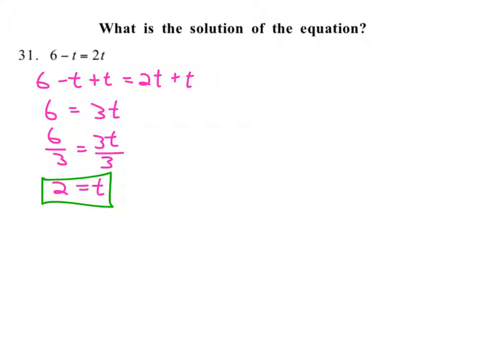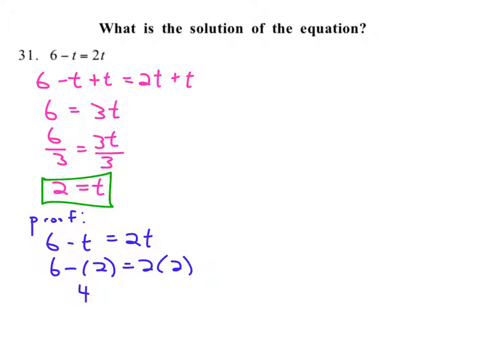And I'm going to do the proof right below. Say 6 minus t equals 2t, or 6 minus parentheses 2 equals 2 parentheses 2. 6 minus 2 is 4. 2 times 2 is 4, so 4 equals 4. Done. Not bad. That was a pretty short one. Let's do one more.